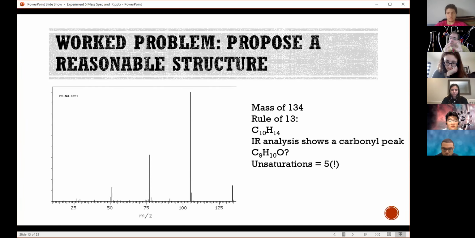But when I'm trying to piece my molecule together, it's important for me to remember that I need these in my molecule. They're kind of my puzzle pieces.